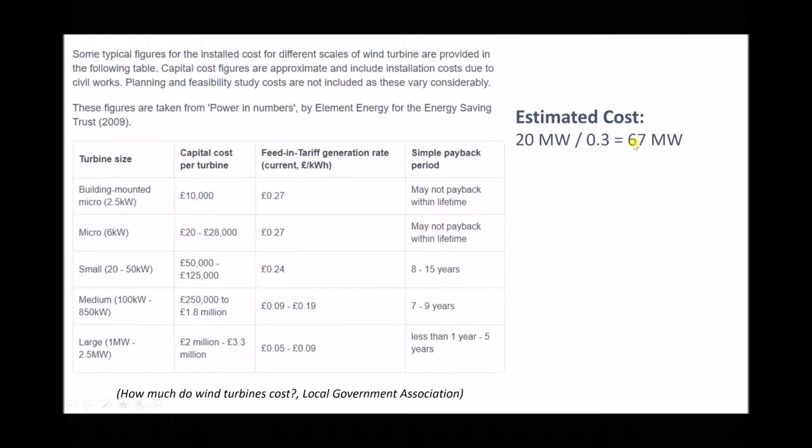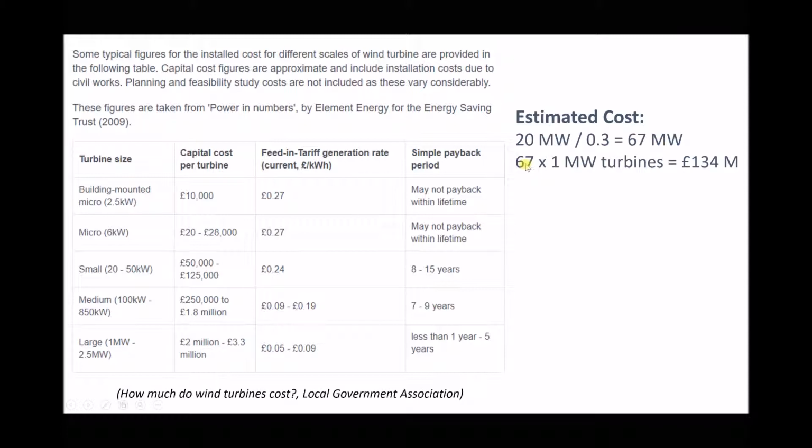Now what this is telling us is that we need a wind farm with a capacity of 67 megawatts in order to produce an average of 20 megawatts. So the rated capacity is roughly 3 times higher than the average output, as we would expect with a 30% capacity factor. So there's a number of different ways we can make up 67 megawatts.